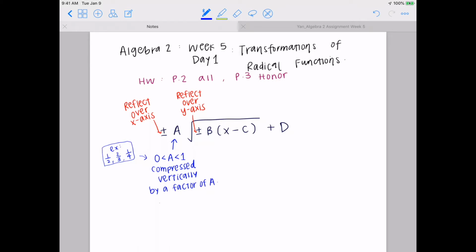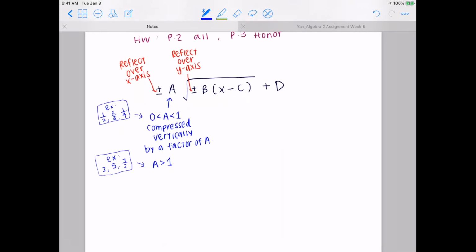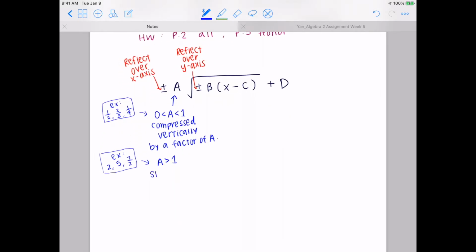Okay, and then if a is greater than 1, for example 2, 5, 7/2, any of that are examples of a greater than 1, in this case you would call this stretch vertically by a factor of a. Okay, I'm going to highlight this and highlight this one. So two kinds of situations.